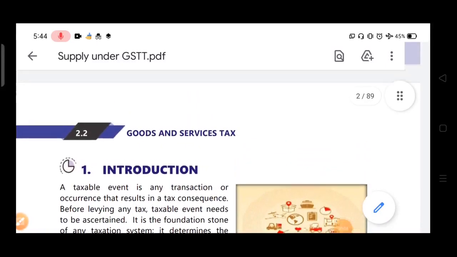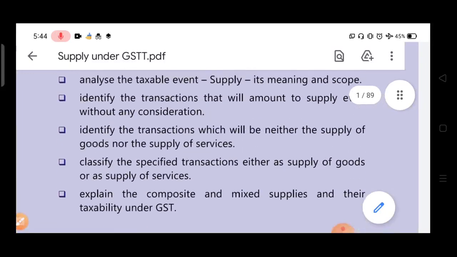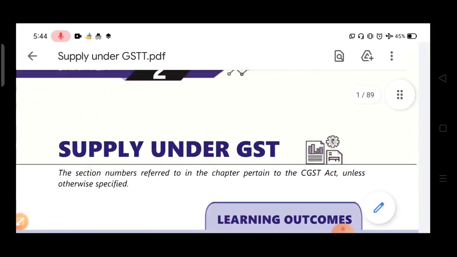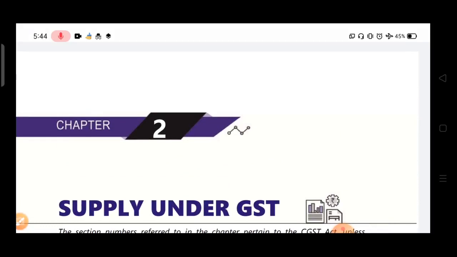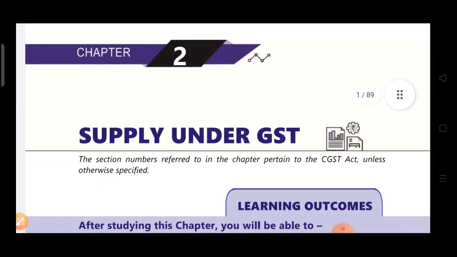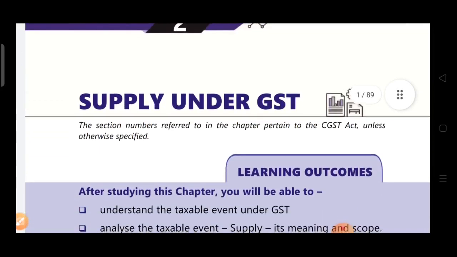We have already completed chapter 1, that is GST introduction. We have studied that chapter in detail, and after that we completed question answers, also exercises and illustrations from ICAI study material. In this video we'll do chapter 2, that is supply under GST. So first we'll do this chapter in detail.